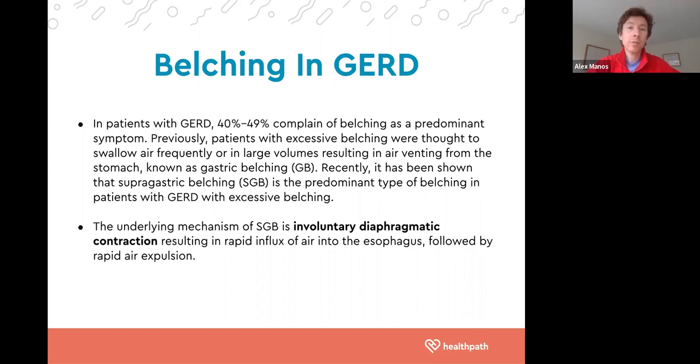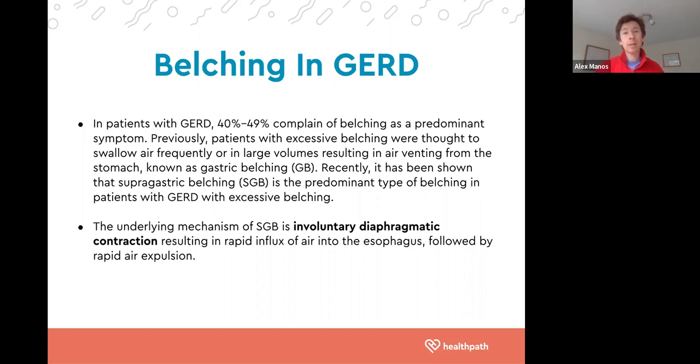And it's been thought previously that patients with excessive belching were swallowing large volumes of air, and this was contributing to it. But we now actually see that is not necessarily the case, and it can be related to involuntary diaphragmatic contraction. There's an image later in today's presentation that will give you a little bit of kind of the anatomy of what's going on here. But your diaphragm is your primary breathing muscle. It sits right underneath your rib cage, and it's in the shape of a dome or a parachute at rest.